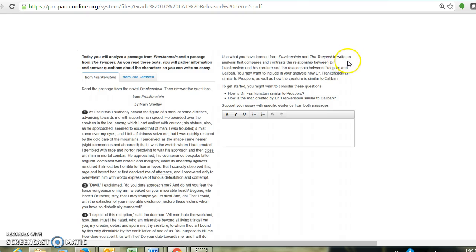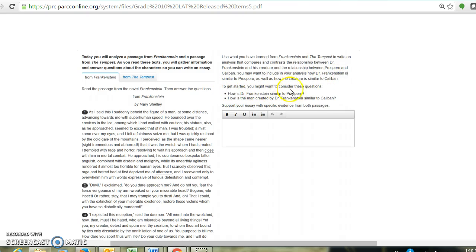So in this case, they want you to write an analysis that compares and contrasts the relationship between Dr. Frankenstein and his creature and the relationship between Prospero and Caliban. You may want to include in your analysis how Dr. Frankenstein is similar to Prospero as well as how the creature is similar to Caliban. You definitely want to include that in your analysis. When the prompt says you may want to do something, the answer is you definitely want to do this. So this is giving you exactly what your thesis should say. Dr. Frankenstein has a relationship with his creature in the same way that Prospero has a relationship to Caliban in The Tempest. That could be a great thesis.